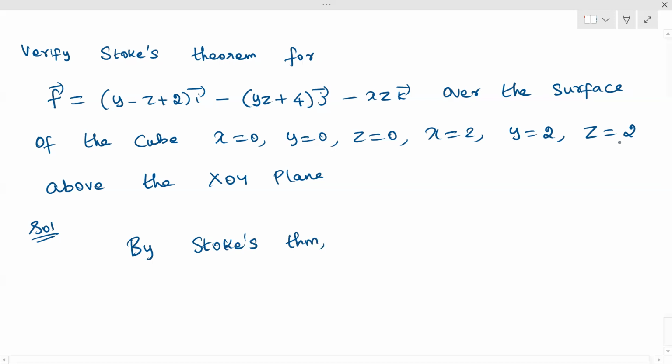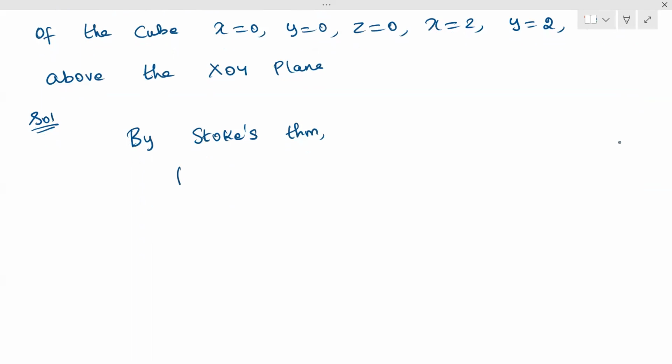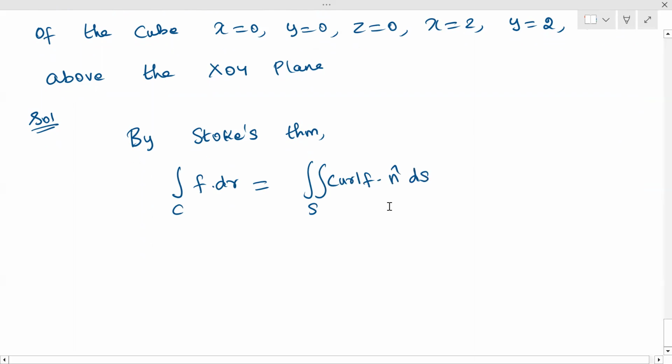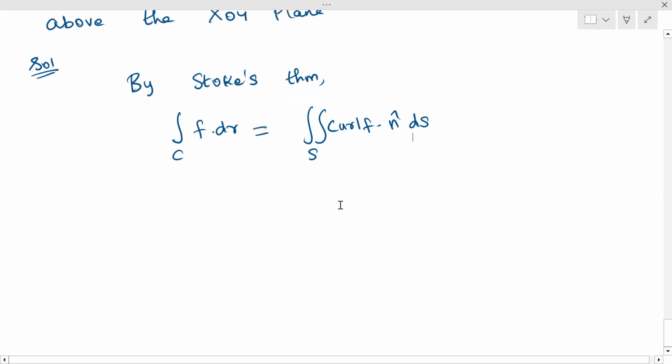First, write the statement of Stokes theorem. What is the statement? The integral over C of F dot dr equals the double integral over S of curl F dot n cap dS. In this problem, Stokes theorem gives the relation between line and surface integral. We have to evaluate the line and surface integral, that is LHS and RHS, separately and verify both are the same. First, we are doing LHS.